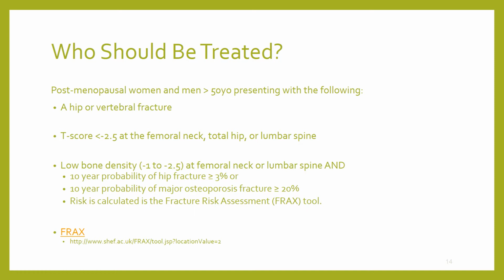These two probability calculations are calculated using the Fracture Risk Assessment, or FRAX tool. The FRAX tool takes into account age, gender, low BMI, prior osteoporotic fractures, femoral neck BMD, whether or not they have rheumatoid arthritis or use prednisone, secondary causes of osteoporosis such as type 1 diabetes or chronic malnutrition, parental history of hip fractures, smoking status, and alcohol intake.